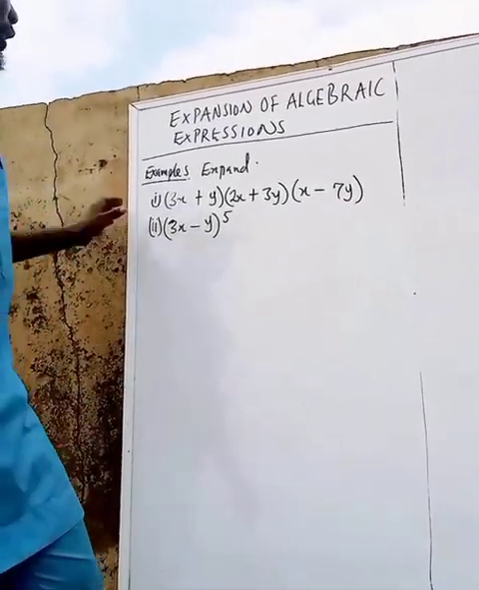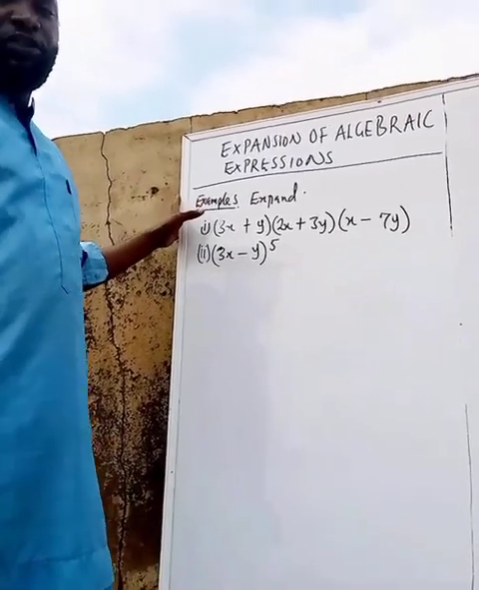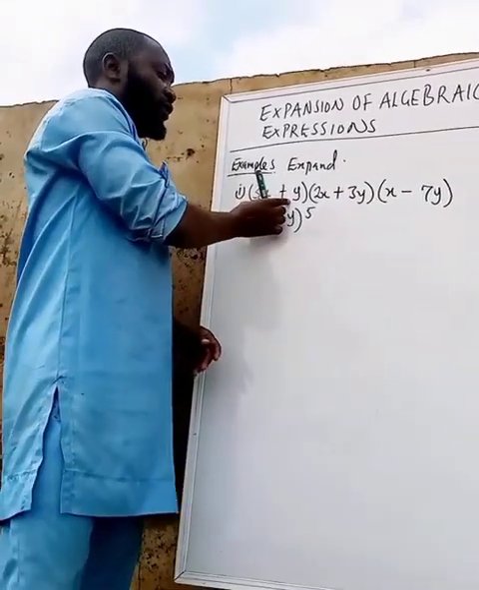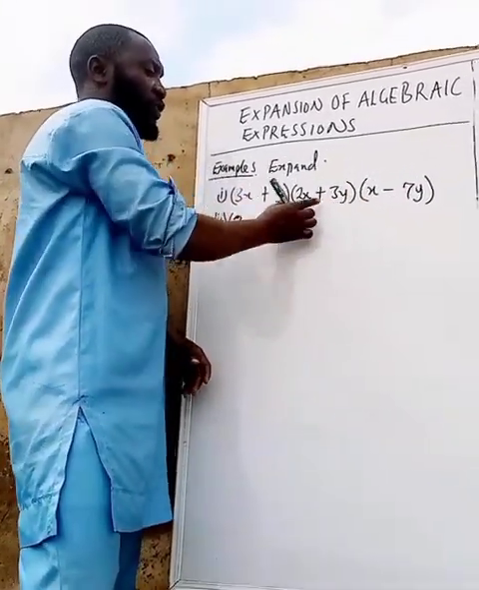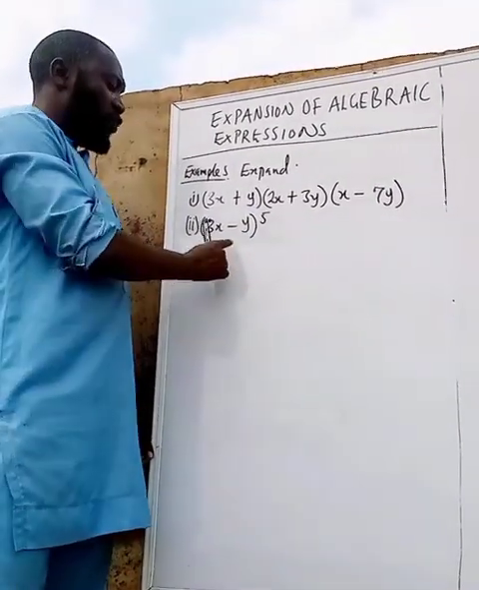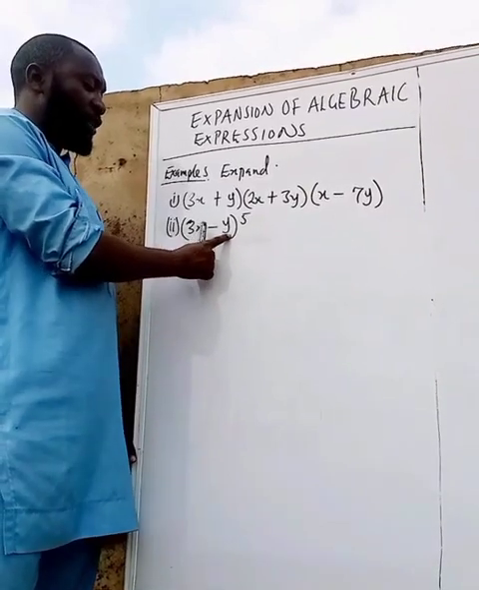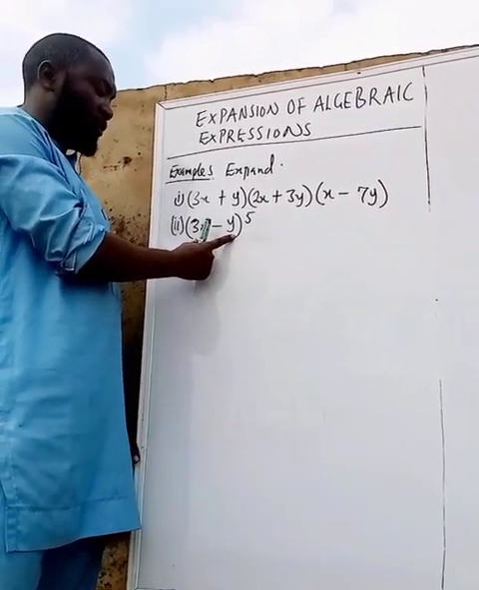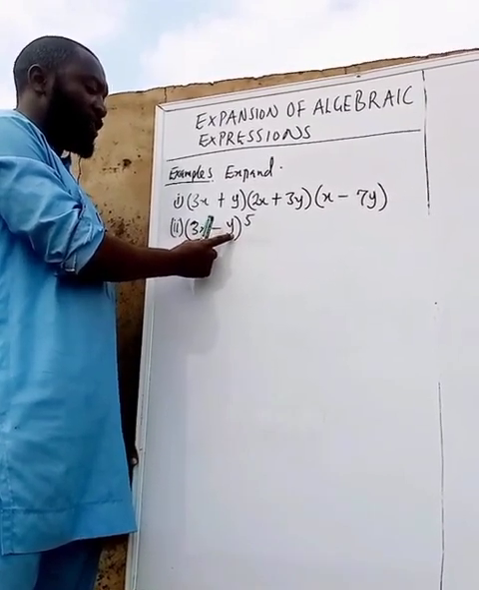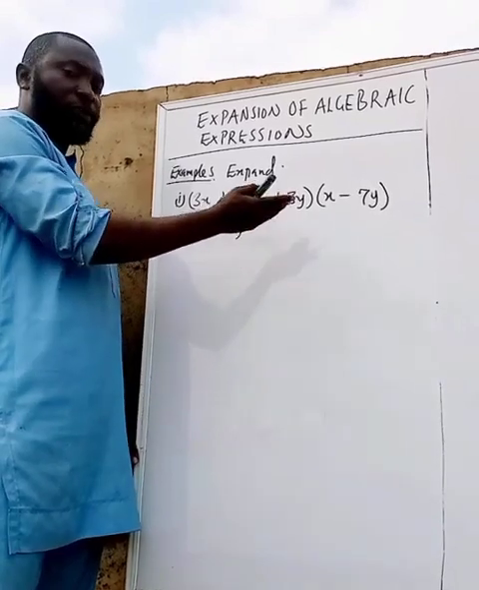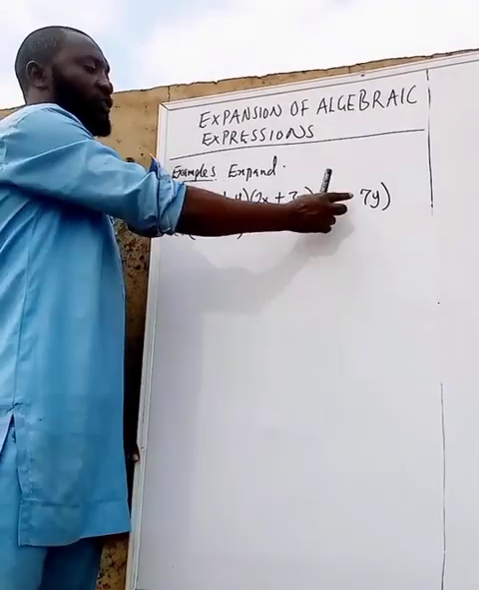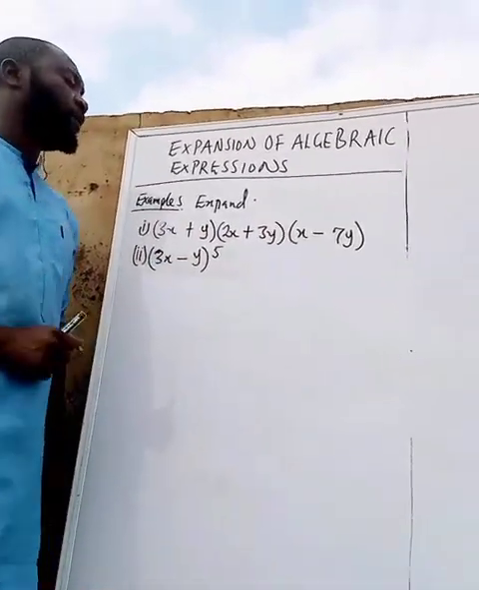So another example under expansion of algebraic expression. Here we have a product of three different expressions. Here we have a product of similar expressions, say that you are multiplying the same thing 5 times. Here the case is different. Here the case is similar.